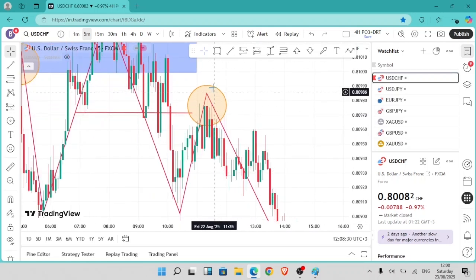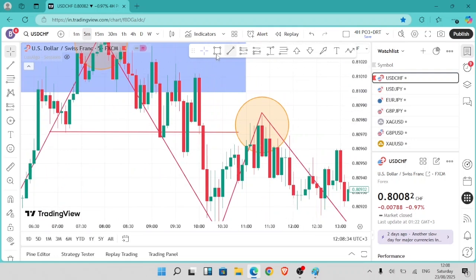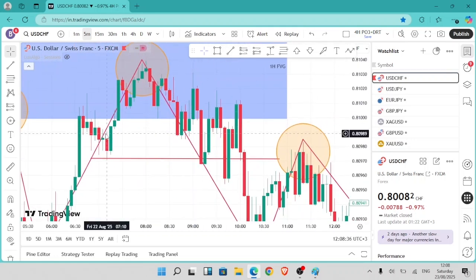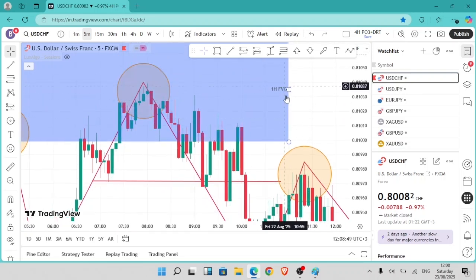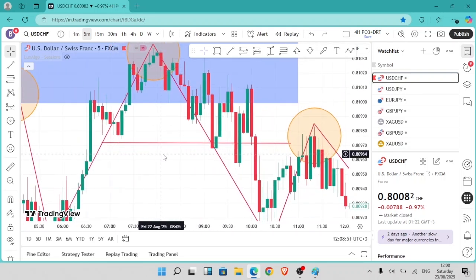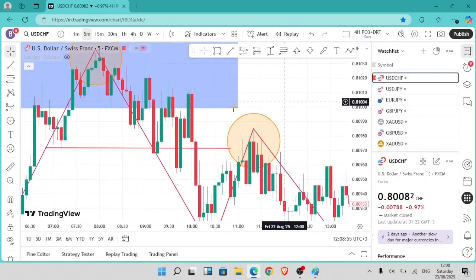So this right shoulder, where does it form? We have this breaker block here. A breaker block is the last down close candle before a series of candles that goes up to sweep liquidity, and this is the liquidity that was swept. And remember, this is happening at a key level, so it gives us very strong conviction that price is now going to drop lower.